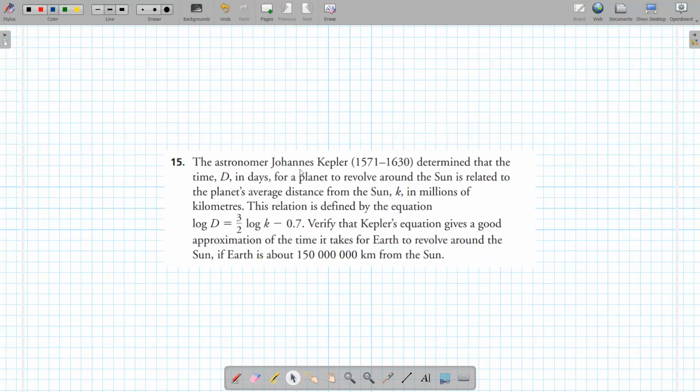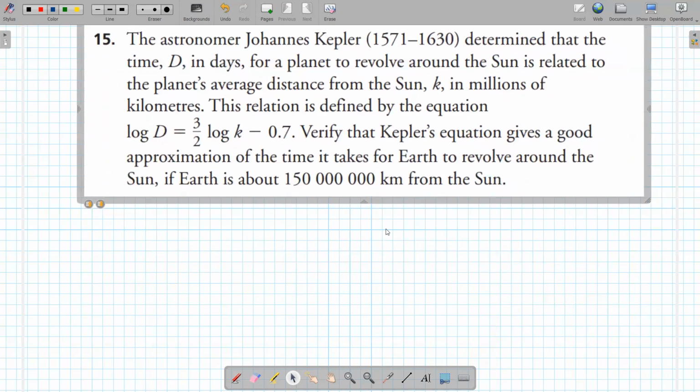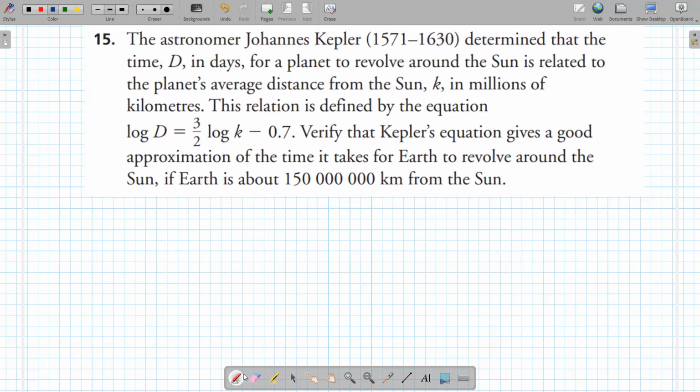Here's an astronomy question. So that's our equation. D is the time it takes for a planet to revolve around the sun. And K is the distance from the sun in millions of kilometers. This thing here, 150 million, is this D or K? Or neither? It has something to do with the K, right? K needs to be in millions. So if they give us 150 million, what do we put in here as K?